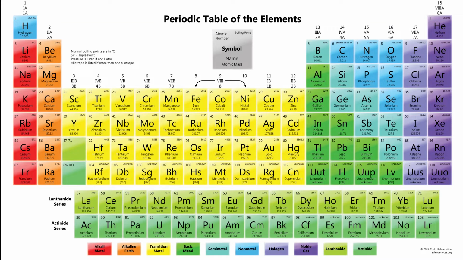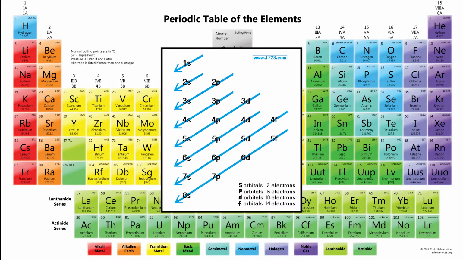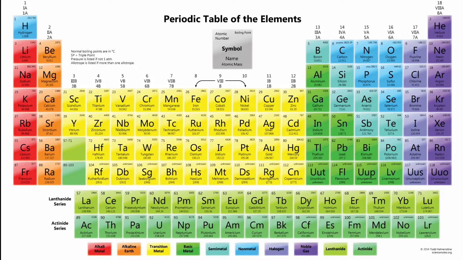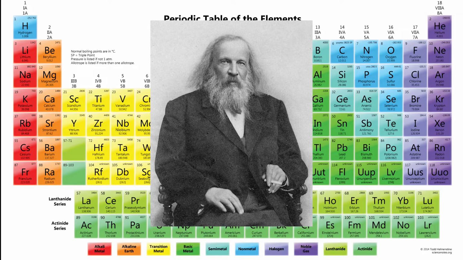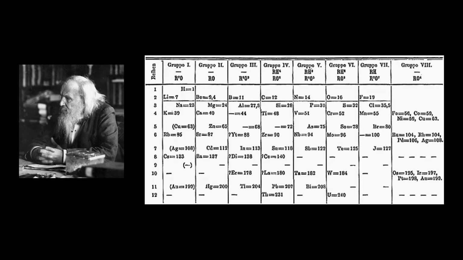The periodic table of elements is a tabular display of the chemical elements, which are arranged by atomic number, electron configuration, and recurring chemical properties. The periodic table was discovered by Dmitri Mendeleev, a Russian chemist who lived from 1834 to 1907. He is considered to be the most important contributor to the development of the periodic table. His version of the periodic table organized elements into rows according to their atomic mass and into columns based on chemical and physical properties.